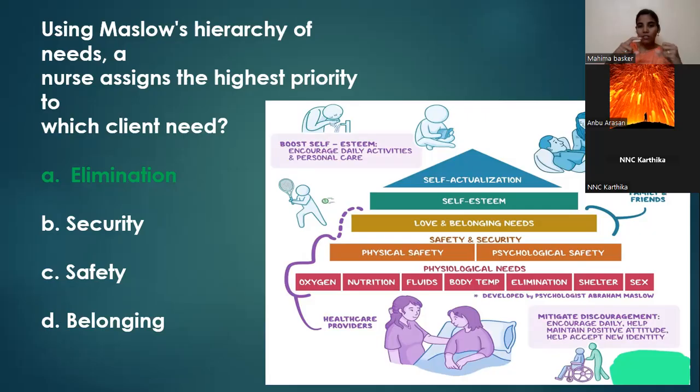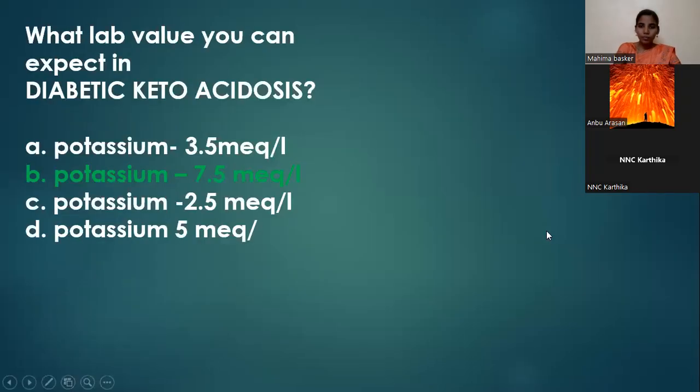First, second, third: physiological and physical safety, then love and belonging, and then self-esteem and self-actualization come under. Remember that love and belonging comes under the family setup. So here the answer is elimination. Got the point? We will move on.